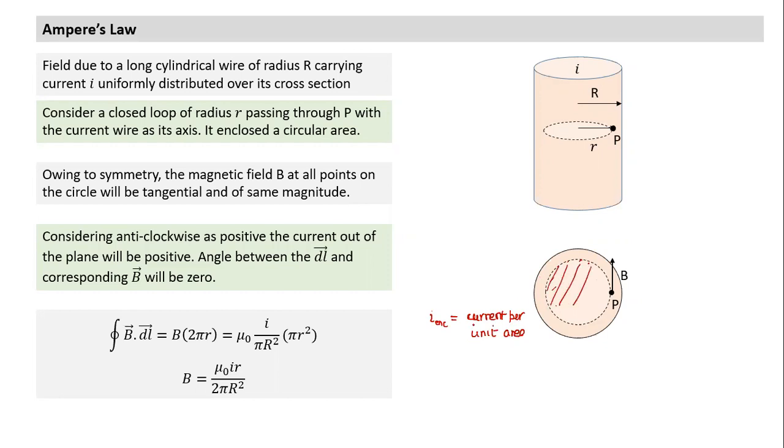So what is the current per unit area? The total current is I and it is uniformly distributed over the surface, so it is I by pi R square. And this area is equal to pi into small r square. That's the term we write here. So this is the current enclosed: current per unit area into the area. So B comes out equal to mu naught I into small r divided by 2 pi R square.